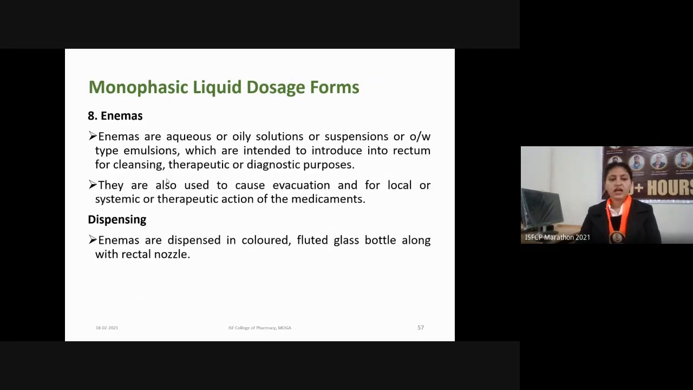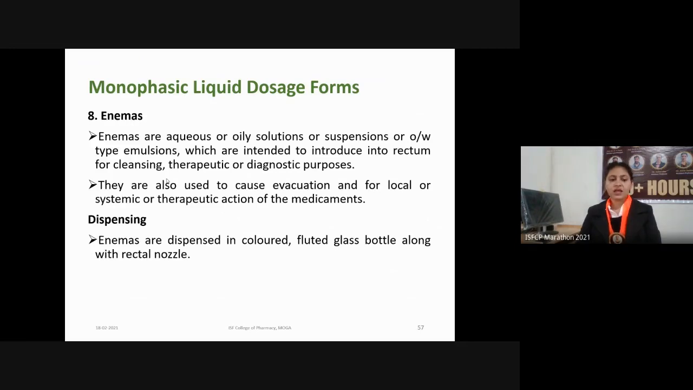The next monophasic liquid dosage form is enemas. Enemas are aqueous or oily solutions or suspensions, or oil in water type emulsions, which are intended to be introduced into the rectum for cleansing, therapeutic, and diagnostic purposes. They are also used to cause evacuation and for local or systemic therapeutic action of the medicaments.